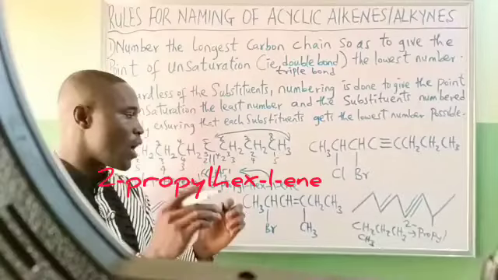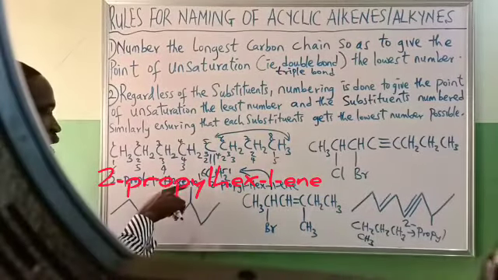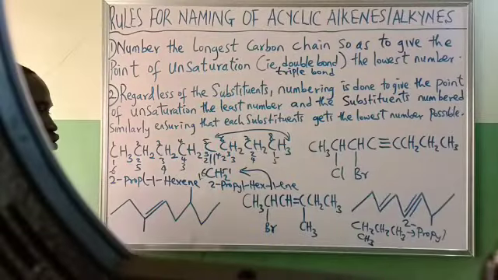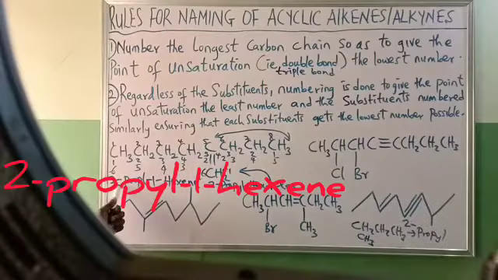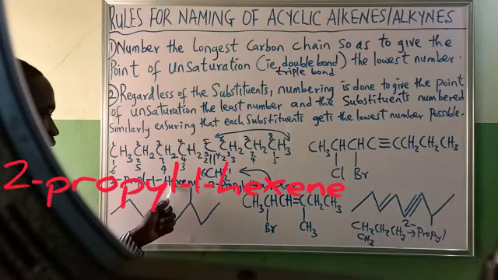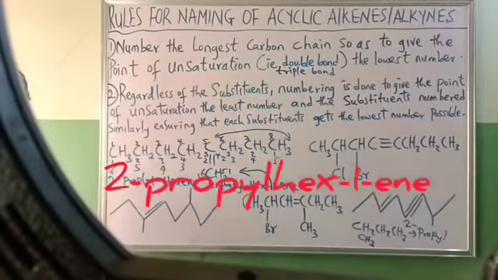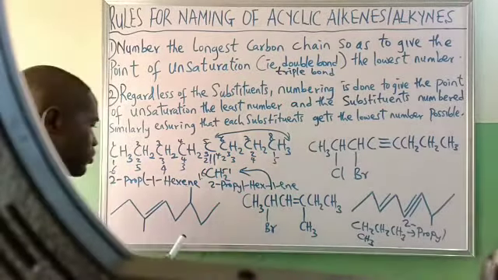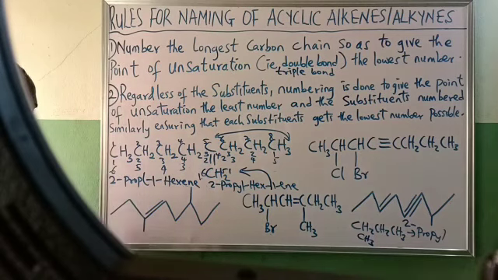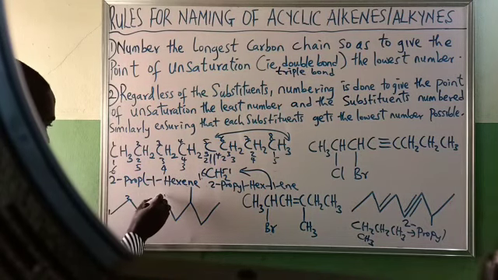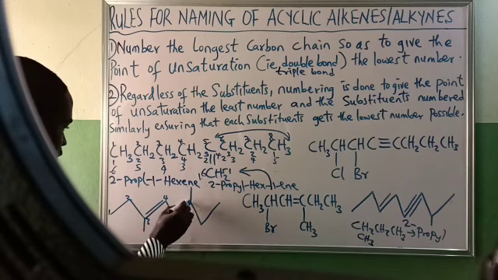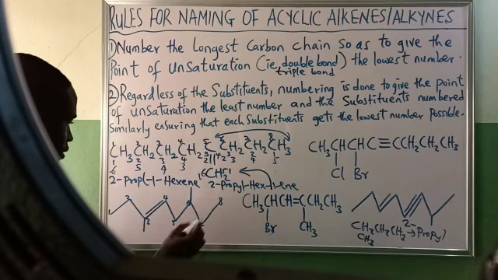2-propyl hex-1-ene. That means you are telling them that this double bond is after the first carbon. So we have seen the two names you can give to it: 2-propyl-1-hexene or 2-propyl hex-1-ene. Now we come to this. We can number it this way: 1, 2, 3, 4, 5, 6, 7, 8.